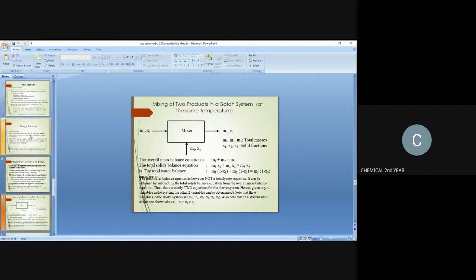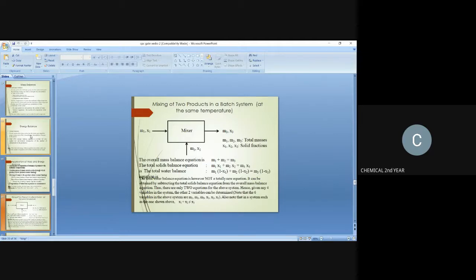The overall mass balance equation is given by input is equal to output. Here we have an input of M1 and M2 and our output is M3. So M1 plus M2 is equal to M3. The total solid balance equation is given by M1 into X1, that is the product of mass and solid fraction, M1 into X1 plus M2 into X2, that is for product 2, which is equal to the output M3 into X3.